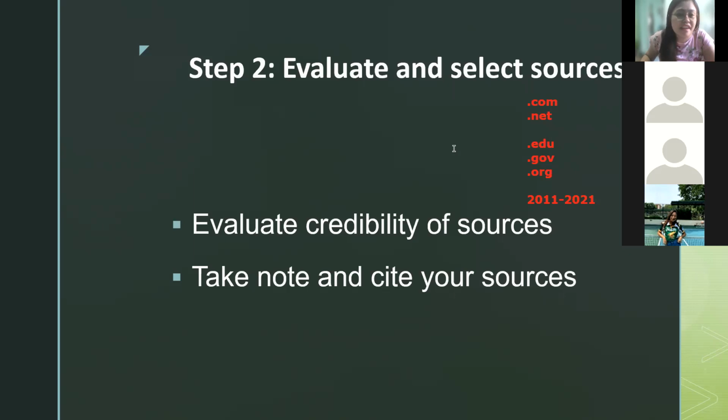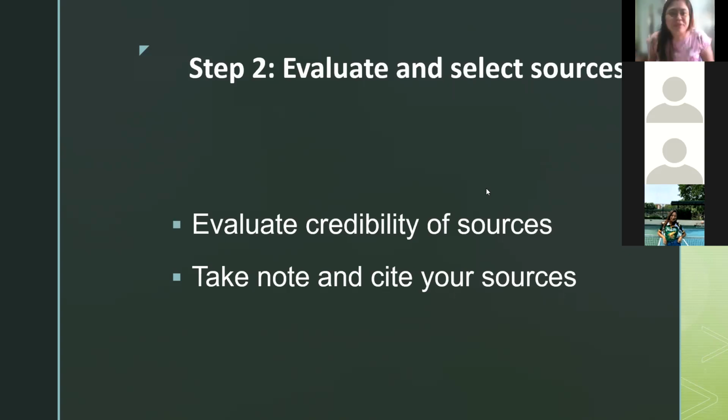And take note, you have to have your working bibliography so it's easier for you to locate them, in case you forget something. And at the same time, the most important thing is for you to cite your source to avoid plagiarism. So you can use parenthetical citation or in-text citation for this. And at the same time, you have to include them in the reference list. Okay? Questions about steps 1 and 2?